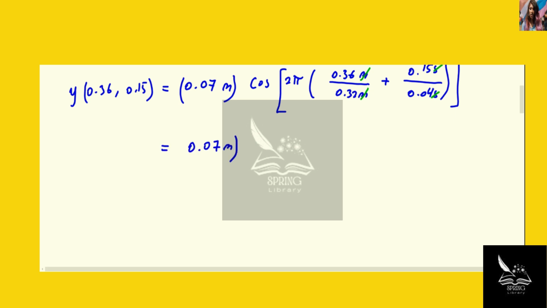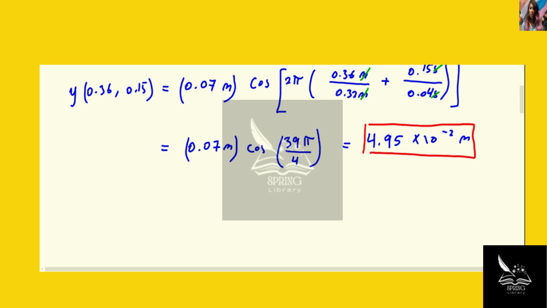So now we can continue our solution and we can write 0.07 meters cosine 39 pi divided by 4, and that's equal to 4.95 times 10 to the power minus 2 meters. So this is the transverse displacement of the rope at that time, or at these coordinates.